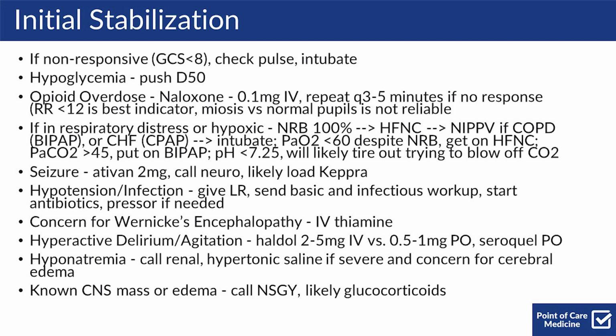If there's concern for Wernicke's encephalopathy, give IV thiamine. If there's hyperactive delirium or agitation, you can give Haldol 2 to 5 milligrams IV versus 0.5 to 1 milligram PO or Seroquel PO. If the patient has severe hyponatremia, call renal and consider hypertonic saline pushes if it's severe and there's concern for cerebral edema. If there's a known CNS mass or edema, call the neurosurgery team and consider giving glucocorticoids.